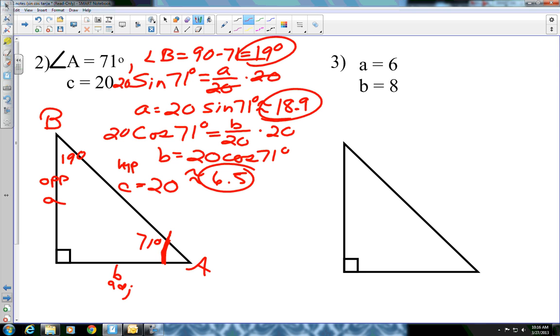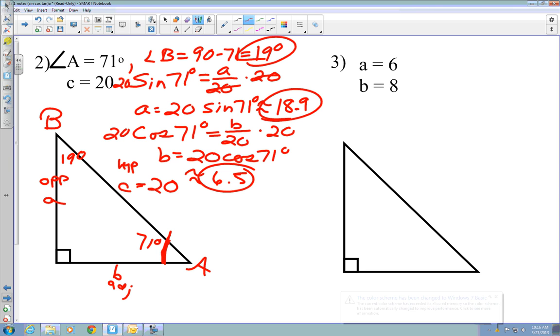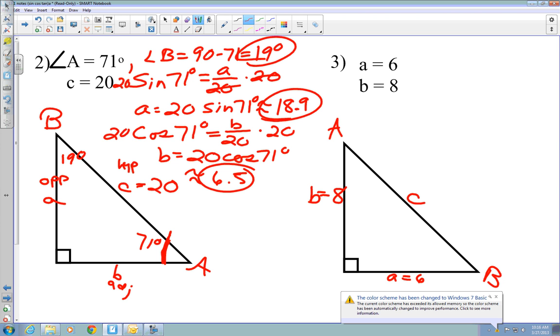Okay, now this last one is just a little bit different because I'm given two side lengths and I need to find the angles. So we start the same way we always do. The 8 is the longer side, so I'll put it here. B equals 8 and A equals 6. So I'm missing angle A, angle B, and the hypotenuse, which is C.